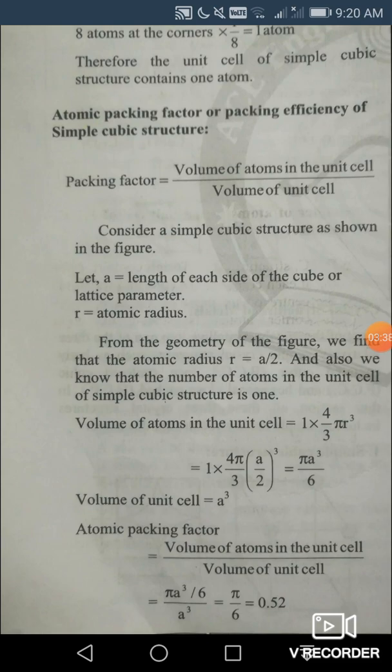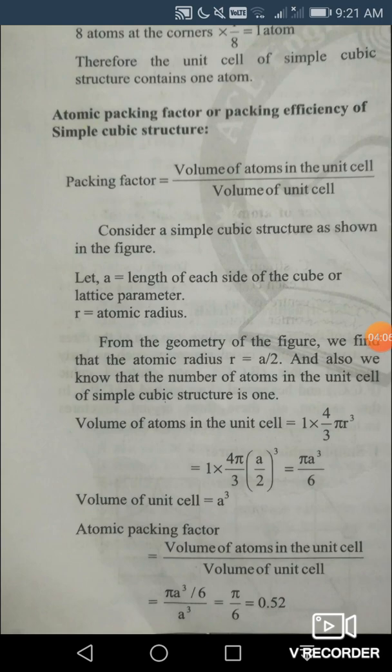So today we have seen the basic structure, the simple cubic structure, for which we have derived the packing efficiency or packing factor. The packing factor is equal to 0.52 and the packing efficiency is equal to 0.52 into 100, that is 52%. So please remember this formula. It is going to be very, very important from the point of view of all your competitive examinations, and we have seen the derivation in this video.